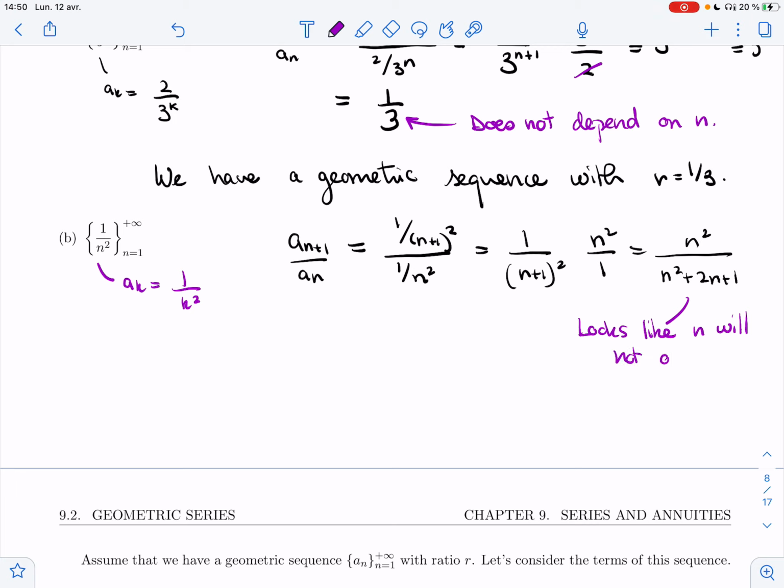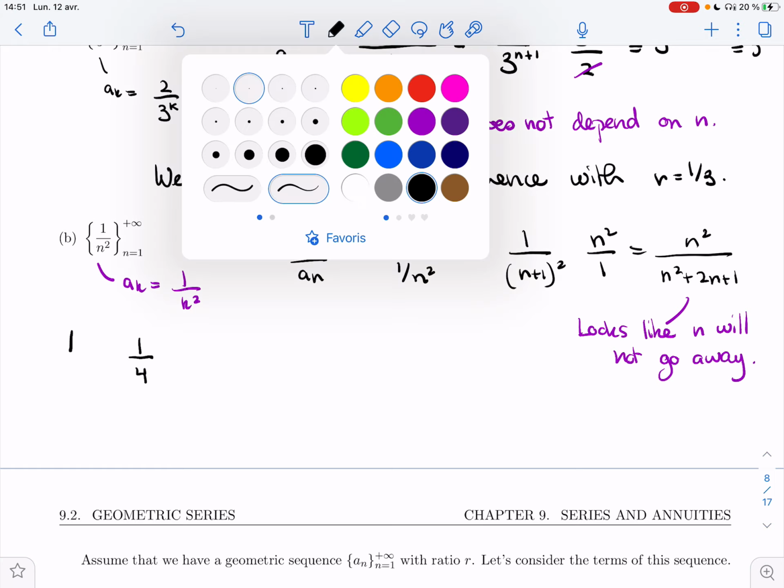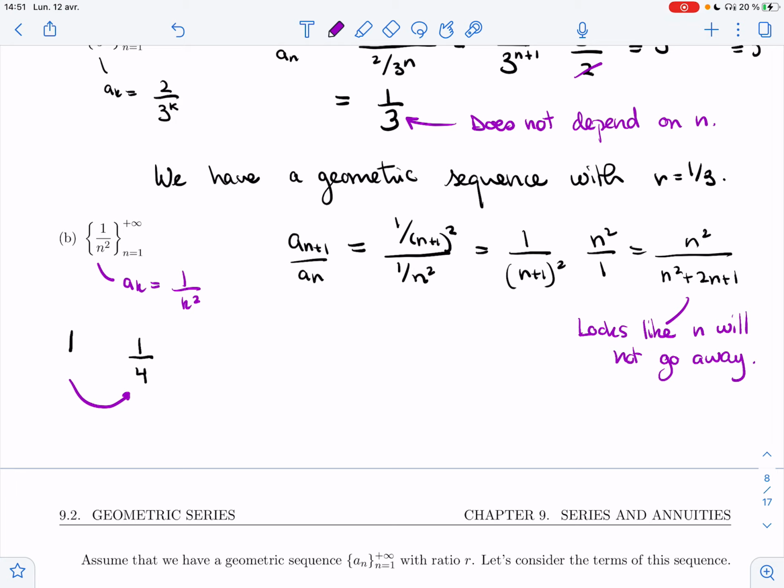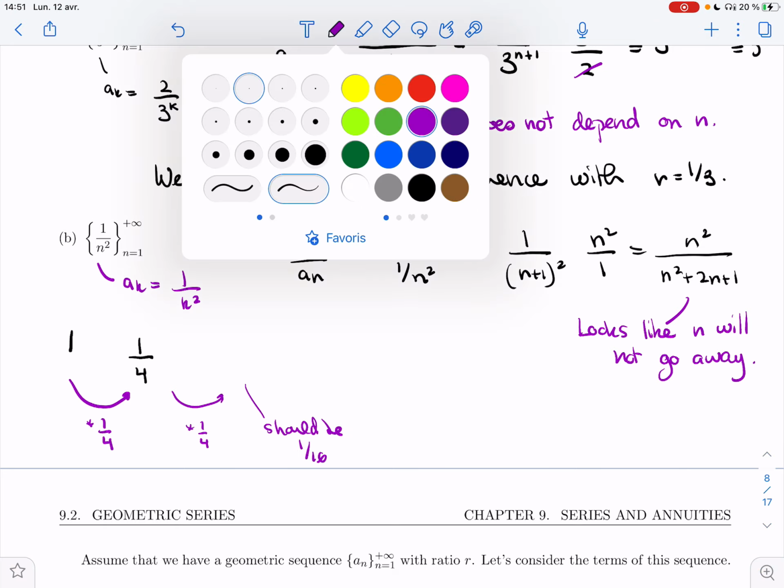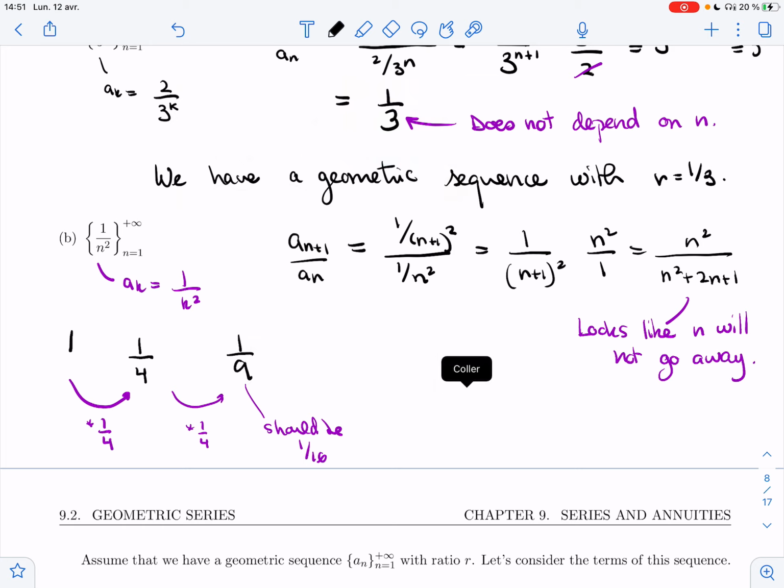So it looks like n will not go away. Let's see if that's true. First term is 1 over 1 squared. Second term is 1/4. So here, if it's a geometric sequence, then I would need to multiply by 1/4. So if I multiply by 1/4, I would need this to be 1 over 16. The next term, if I plug in 3, I get 1 over 9. So this sequence is not geometric.